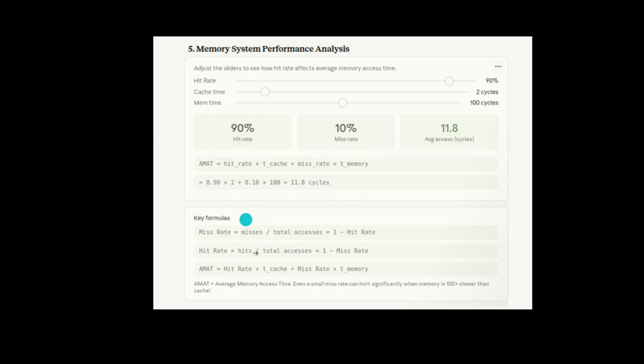And miss rate is what? The number of misses divided by the total accesses. Hit rate is the number of hits divided by the total accesses. Miss rate can also be called 1 minus hit rate, and hit rate can be 1 minus miss rate. Average memory access time is hit rate into the time taken to access the cache, so T of hit into T of cache, plus if it is a miss, then we have to access it from the memory. So miss rate into the time to access from the memory. That we have to multiply.